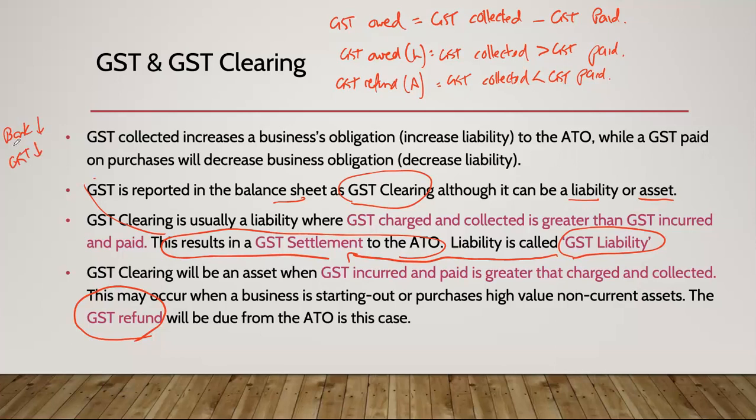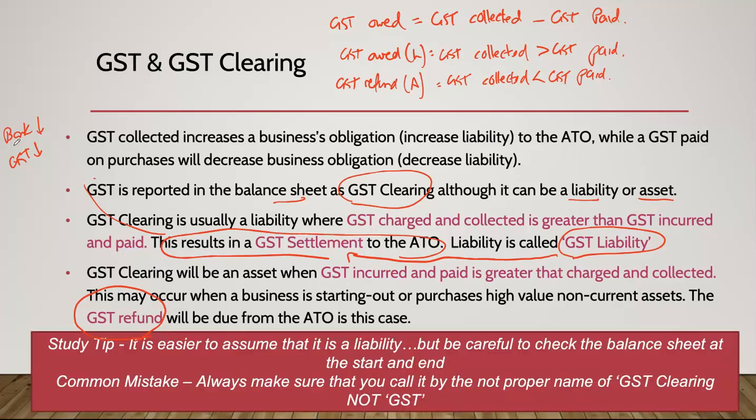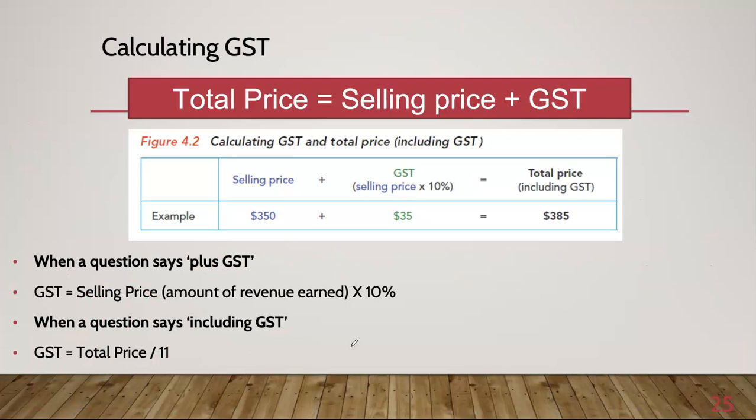Quite complicated. You'll get lots of practice throughout the year. But what we need to think about is how this is going to impact our accounting equation. My tip for you is to make sure that in your thinking, you always think of it as a liability. Is this transaction going to impact how much I owe to the government? How do I calculate it? It is 10%. When a question says plus GST, that means you're going to times the amount by 10%. And I'll give you an example.